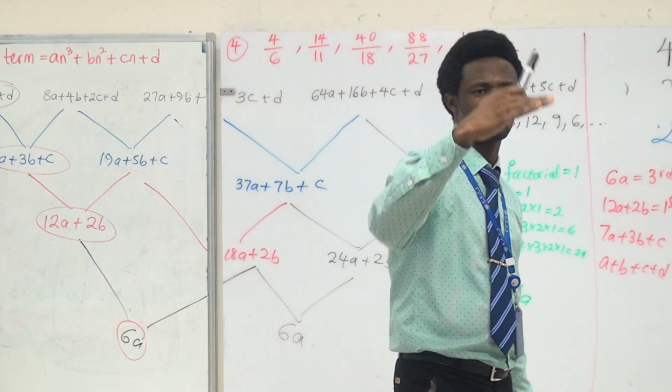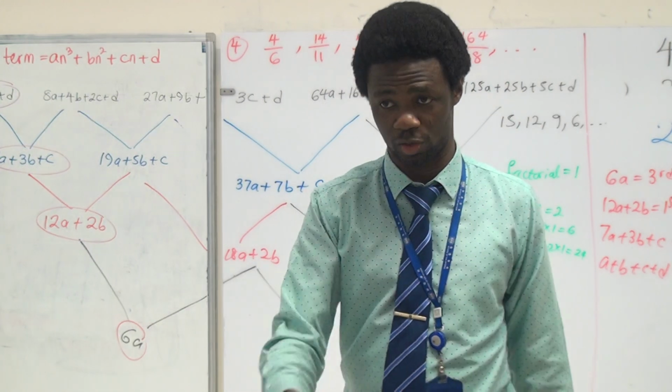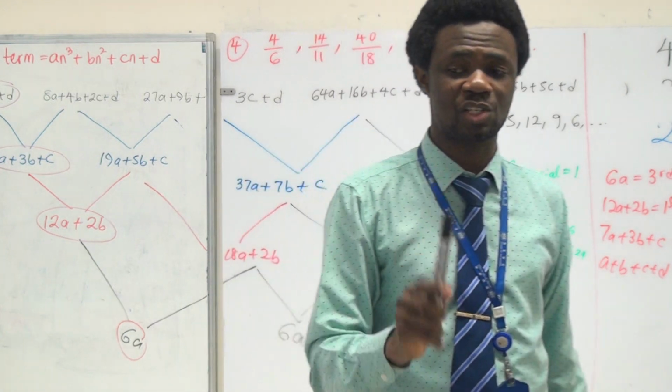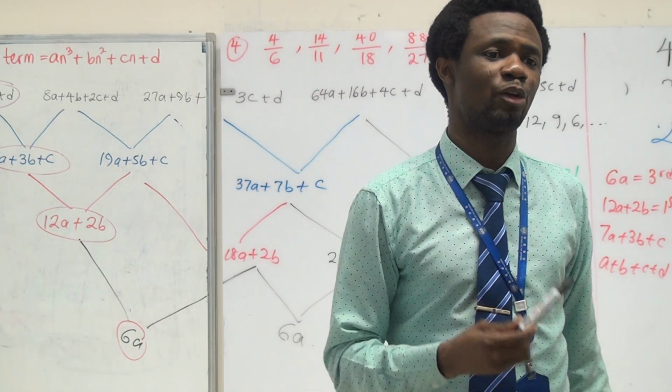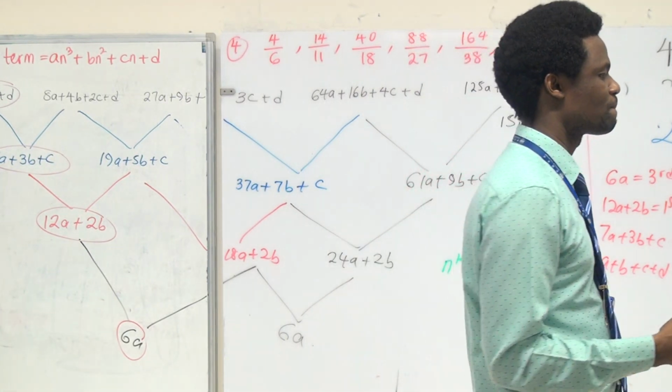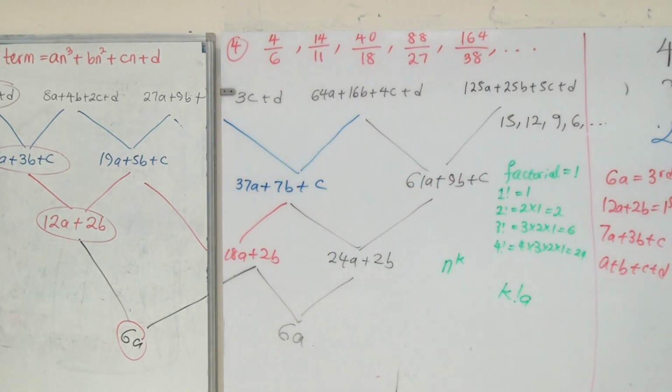For quadratic, you have to find the second difference to conclude it's quadratic, right? For cubic, you have to find the third difference. For exponential sequence, look at that paper. How do you know it is an exponential sequence? Multiplying or dividing. It's always multiplying or dividing.